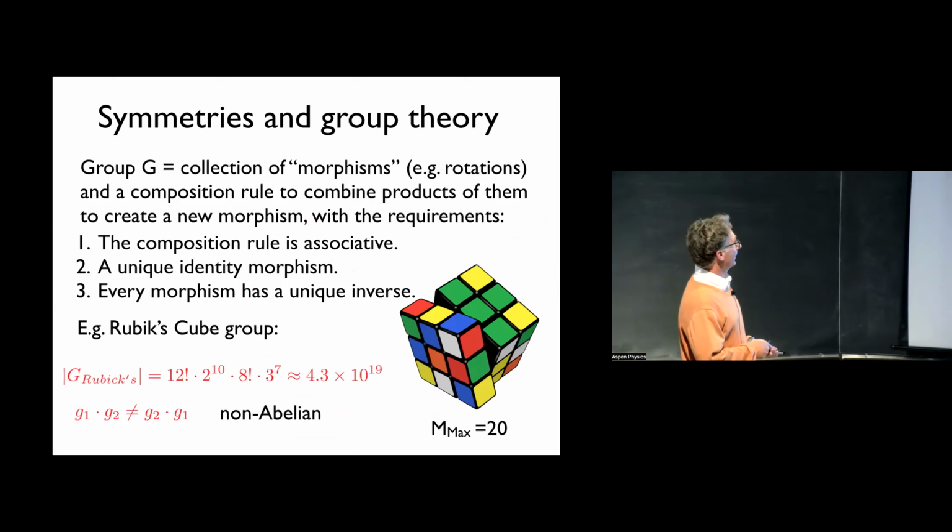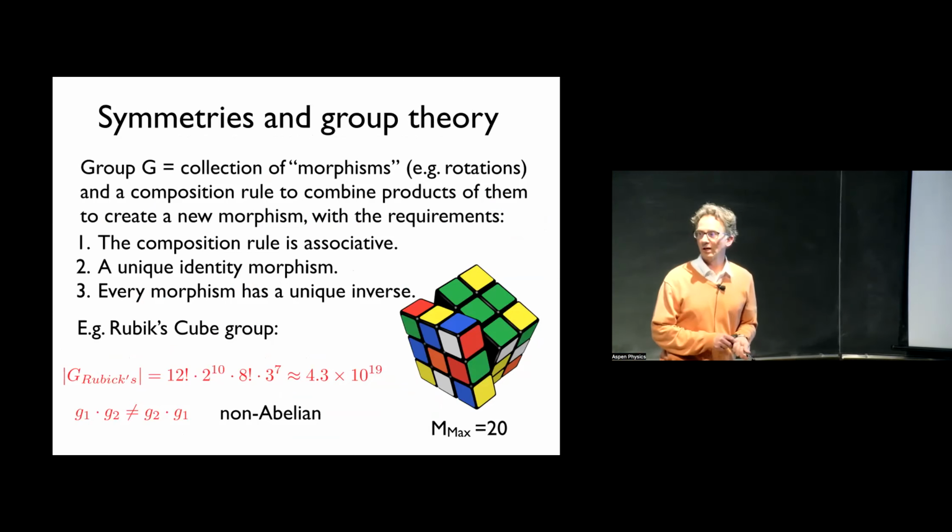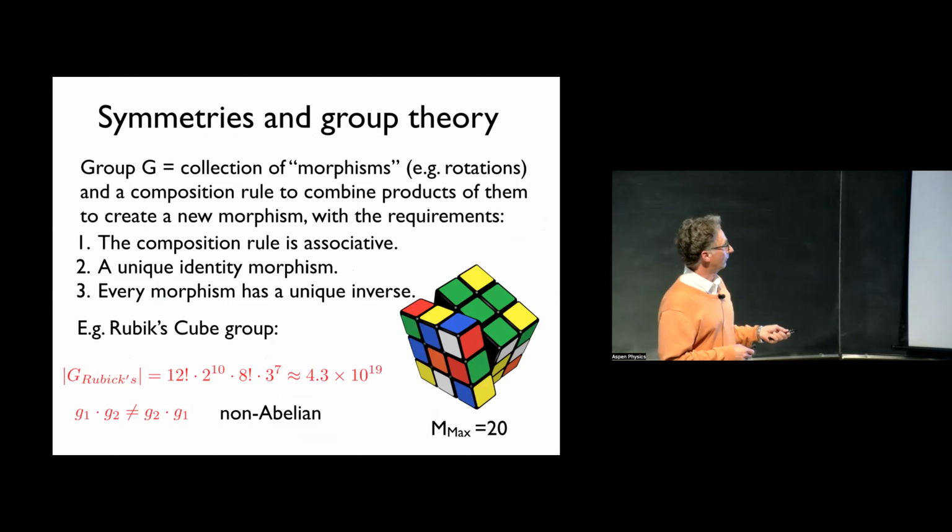Okay, so I wanted to briefly discuss symmetries and group theory in the language of category theory, to describe what categorical symmetries are. So a group G we can think of as a collection of morphisms. These are just the group operations, like for instance, the rotations of a Rubik's cube. So these are the morphisms.